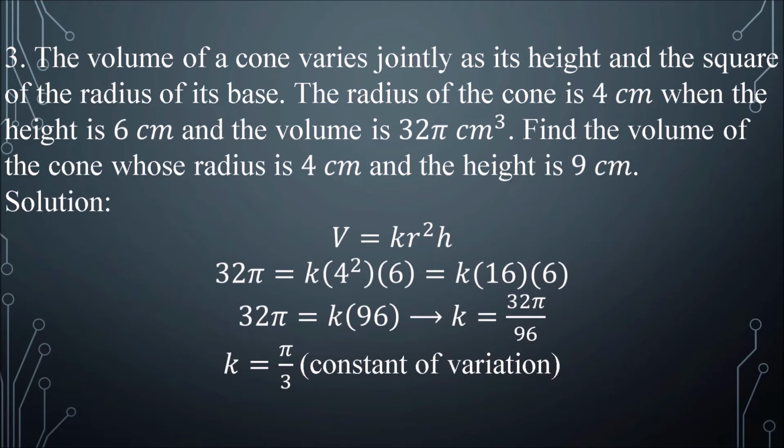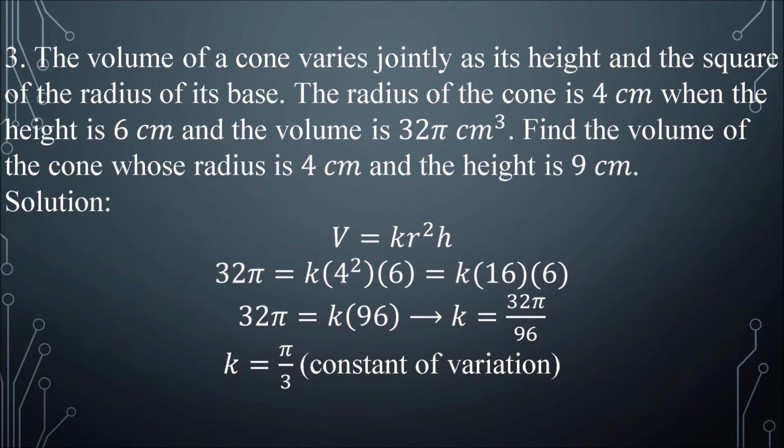So in this case, we will assign variables. So let's have V to represent volume. So volume is equal to k times r squared, because it varies jointly as the square of the radius, and its height, h. So this is now the formula. V is equal to k r squared h. Again, r is the radius and h is the height.